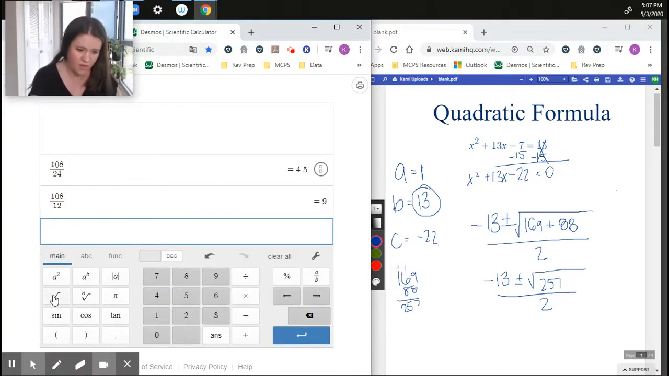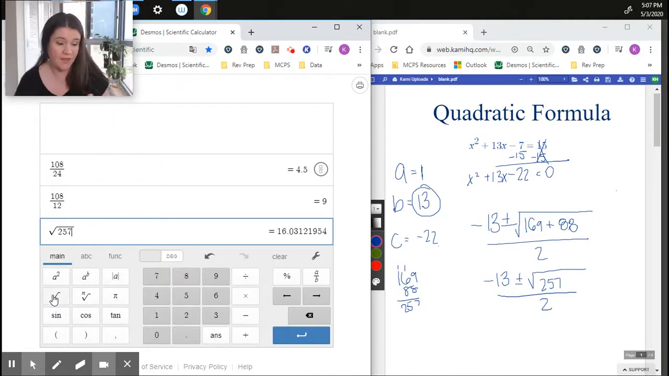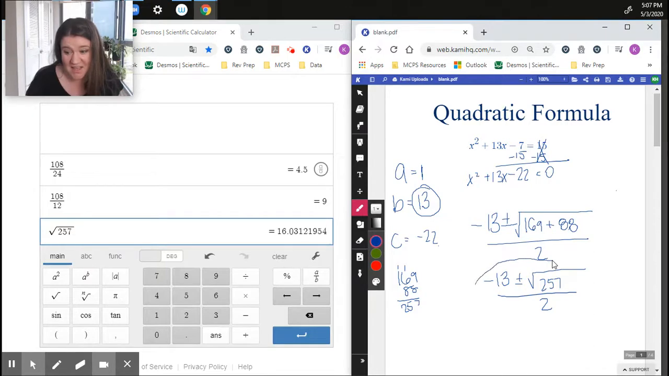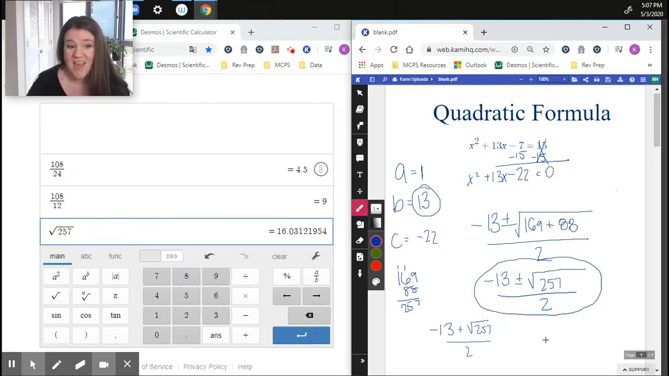Now, I'm going to show you real quick that the square root of 257 is not rational, right? That's something that we call irrational because it would go on forever. This is how far my calculator shows it, but the calculator would show it forever. So it's not a pretty number to deal with. This is an acceptable answer. This shows me that there are 2 roots because one of them is -13 plus the root of 257 over 2. The other one is -13 minus the root of 257 over 2.